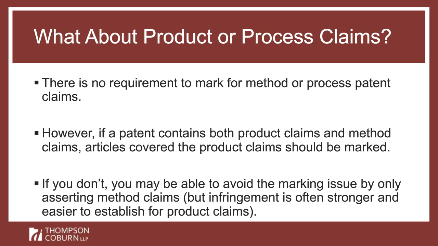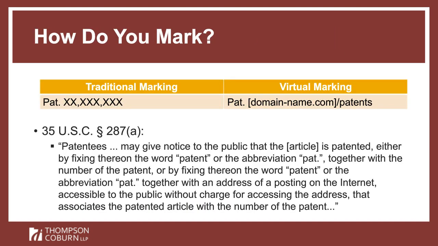So the next question then is, how do you mark? The example with the pair of pliers I showed you before, that's the traditional way of marking. This is actually set forth in the Marking Statute at 287(a), but you need to fix onto the product the word "patent" or the abbreviation "pat.", and then provide the patent number. Or if there are multiple patents, you can provide all of the different patents that are covered.